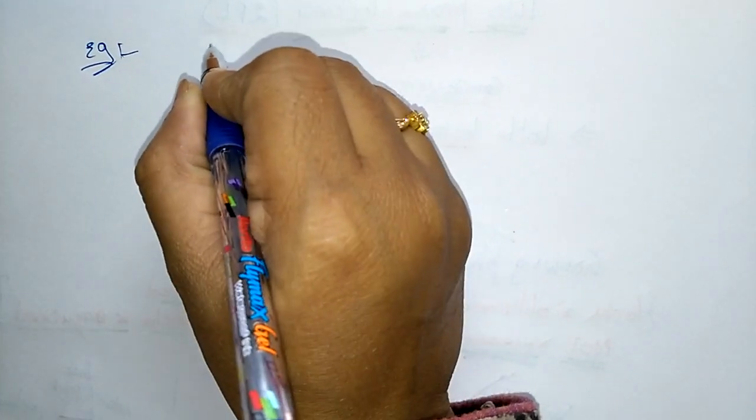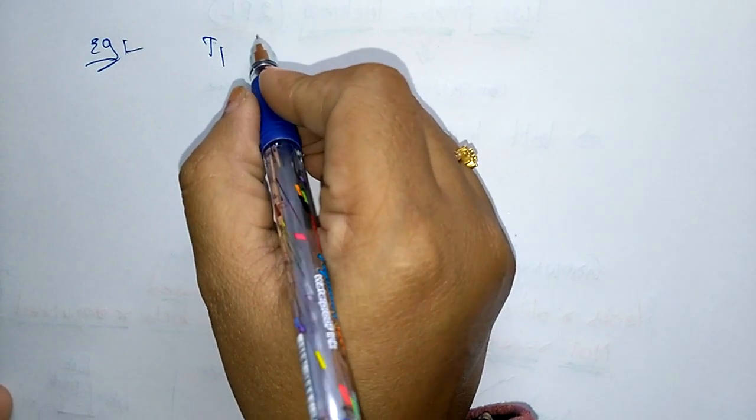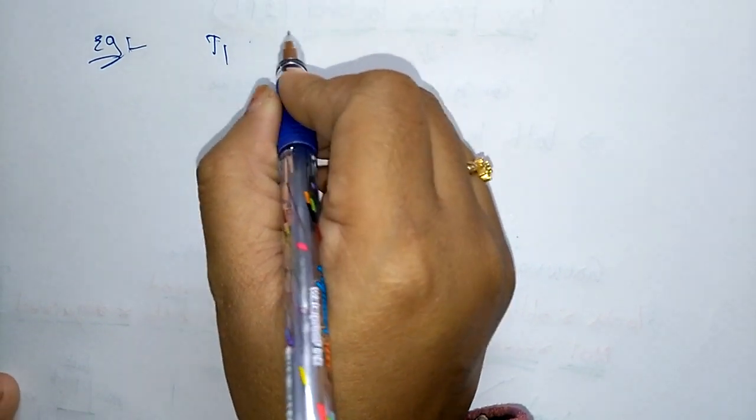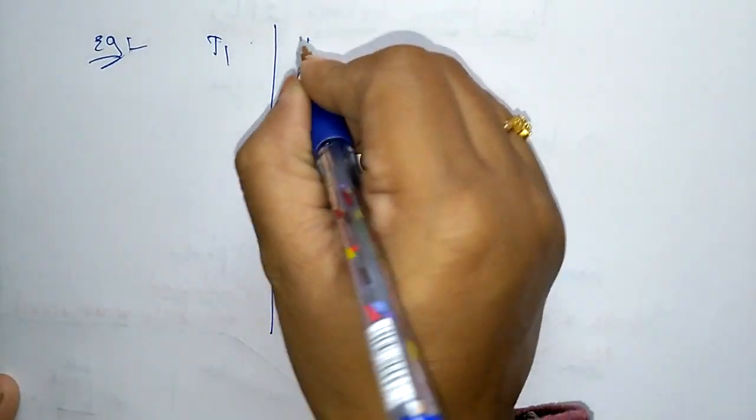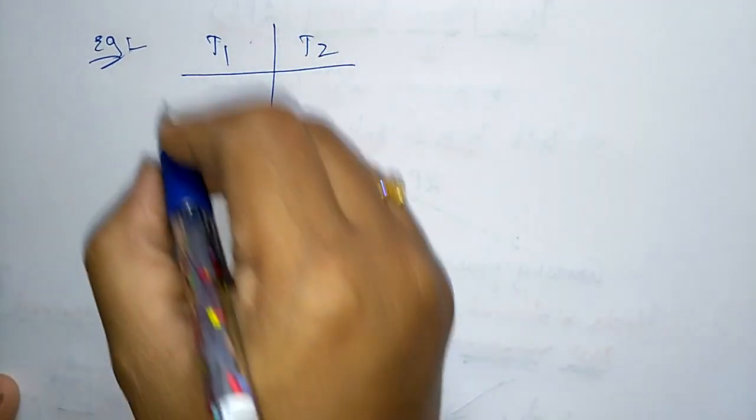Okay, now let us see the variations of two-phase locking. But before going to the variations, let us take one example of how two-phase locking will work. Let us take two transactions, T1 and T2.